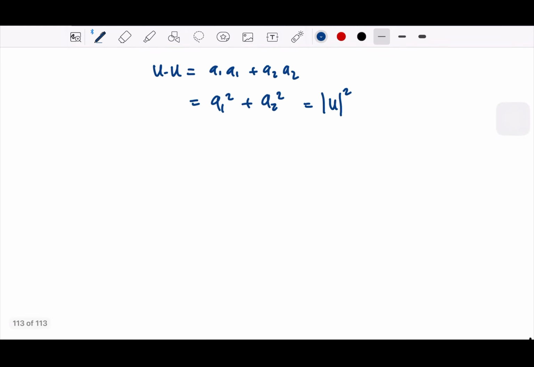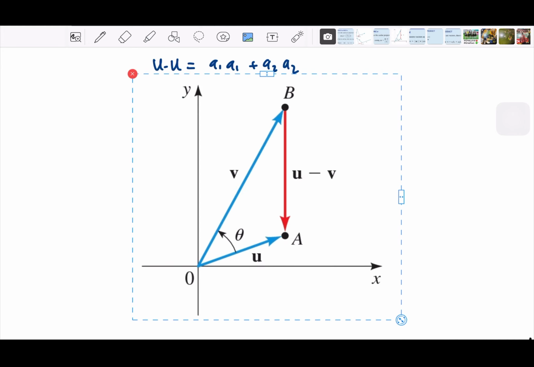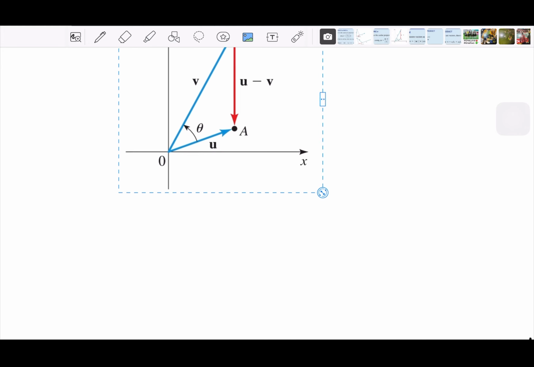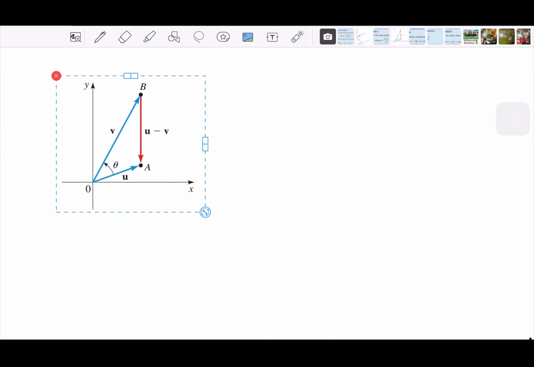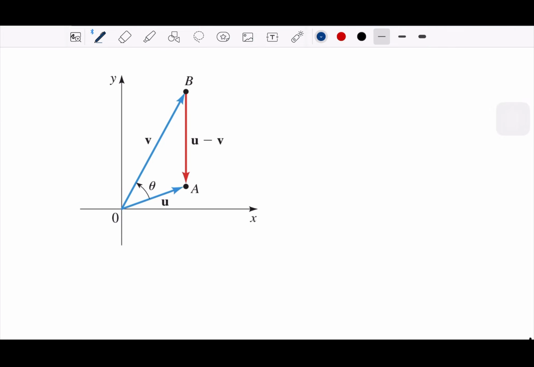Now, let's say we have this u and v in terms of the two-dimensional space, x-axis and y-axis. We could describe the vector u as from the origin to a, and vector v as from the origin to b, and we have u minus v.